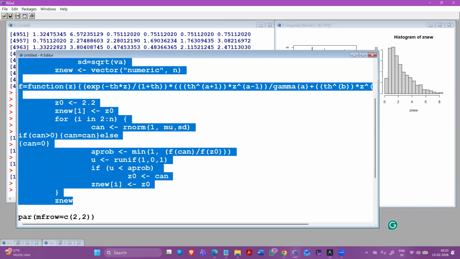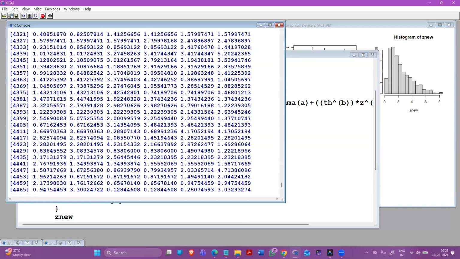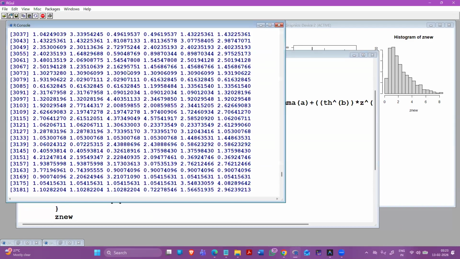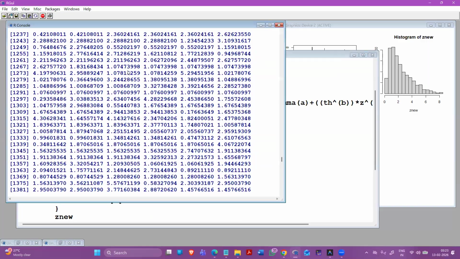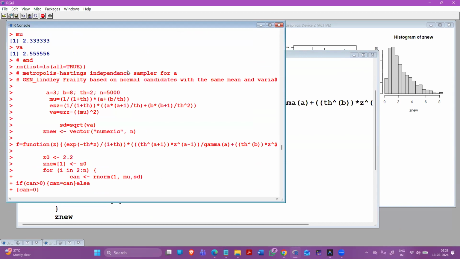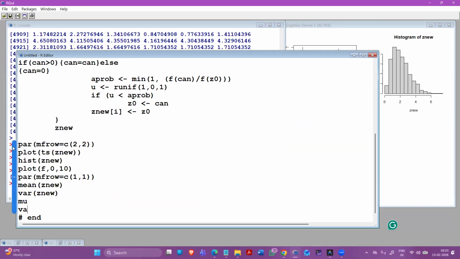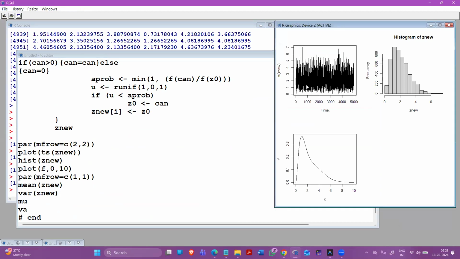I will check. These are the values that I generated from the Metropolis algorithm, 5000 values. Now I will check how well they were generated. For that I'm going to check the trace plot. The trace plot is fine. And this is the density plot of my generated values.